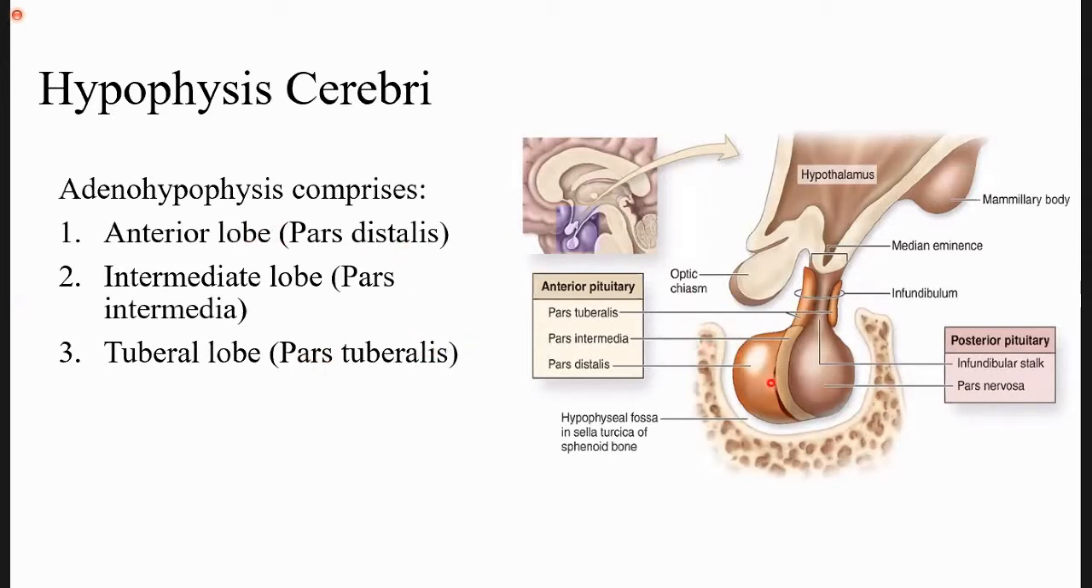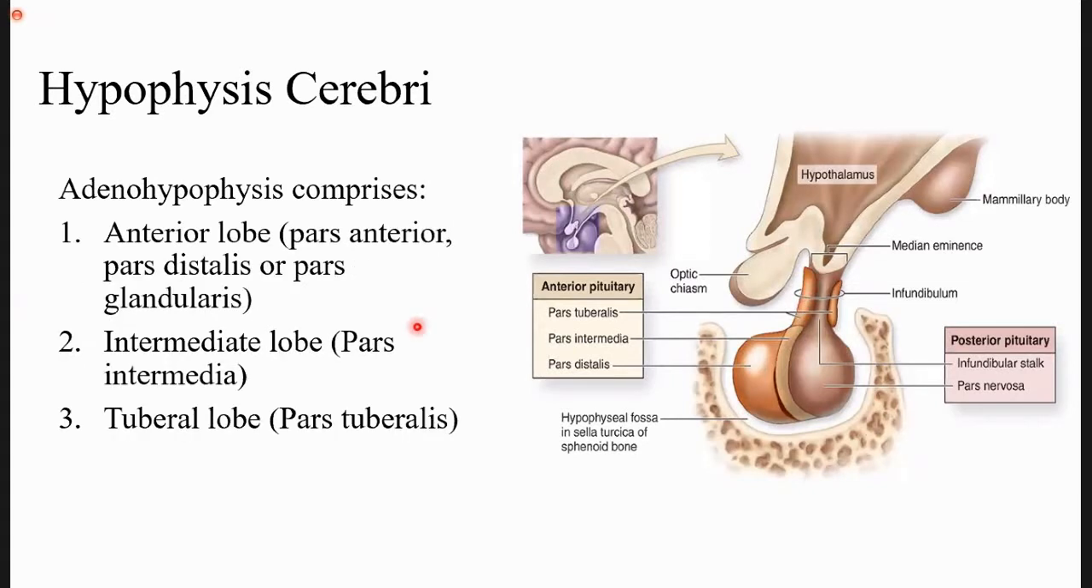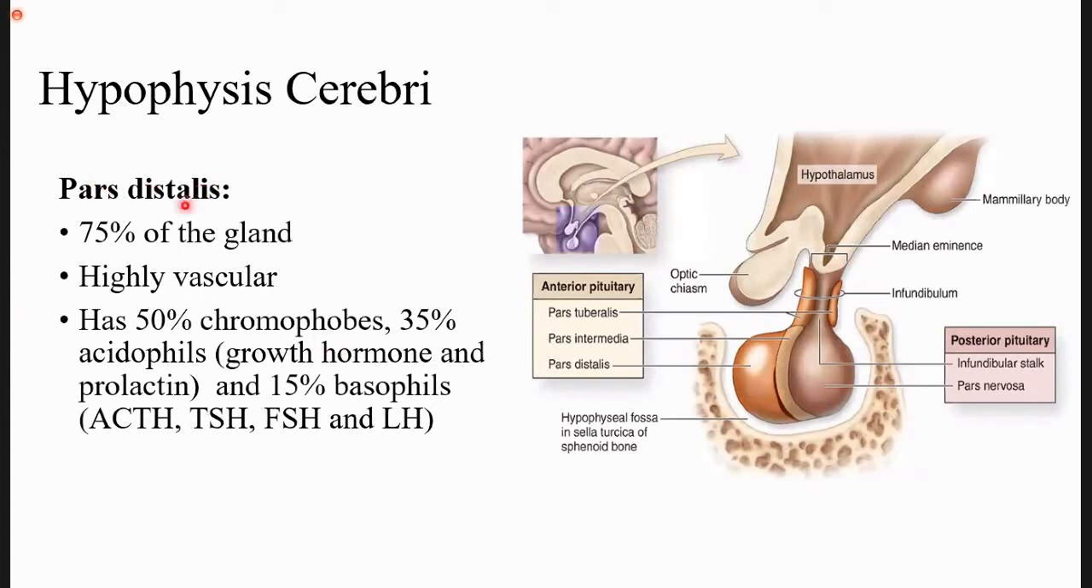One is the anterior lobe. This is the anterior lobe. This is pars intermedia, the intermediate lobe. And then this is the pars tuberalis around the pituitary stalk. These are the three components of the pituitary gland. Pars distalis, that is the anterior pituitary, is also called the anterior lobe. It is about 70 to 75% of the gland, composed of this important segment.